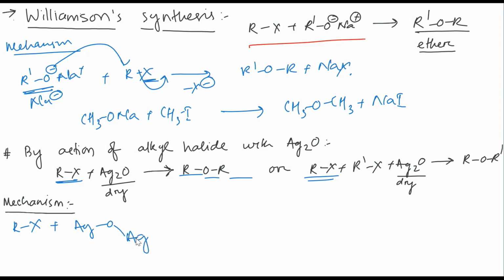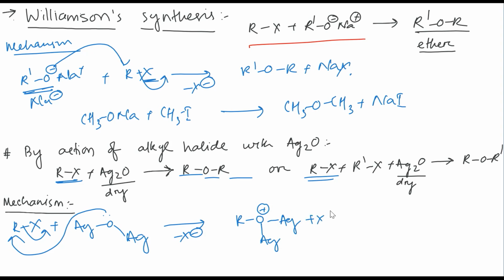This oxygen has lone pairs. This lone pair will first attack the carbon, and there will be removal of X minus. So the bond will be R–O–Ag, with Ag plus. Now this will react with X minus, attack the X minus, and there will be removal of AgX and the formation of ROAg.